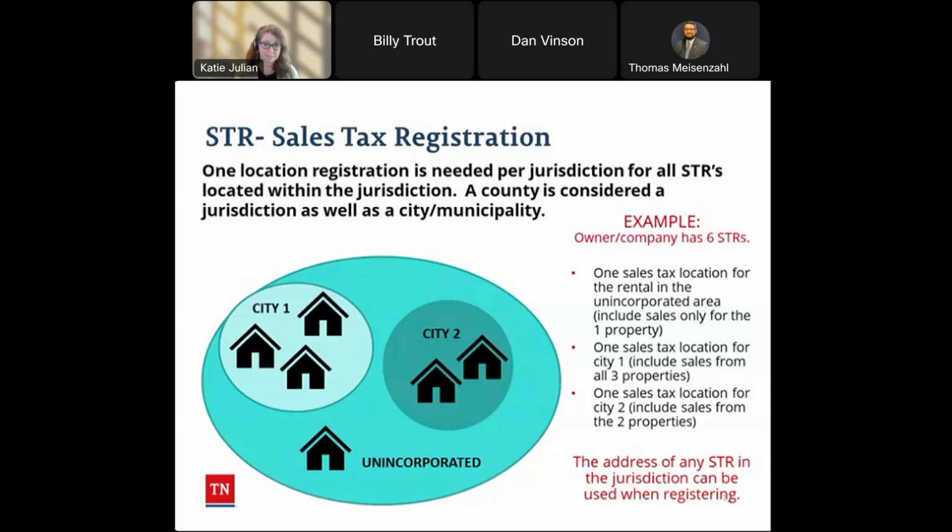Then there's going to be one sales tax location for City 1, and on that one is where you'll include your sales from all 3 of the properties that are located within City number 1. And you'll have a sales tax location for City number 2 as well, where you'll include the sales from just those 2 that are within City number 2. And again, just like with business tax, any address within that jurisdiction can be used to register for the location.